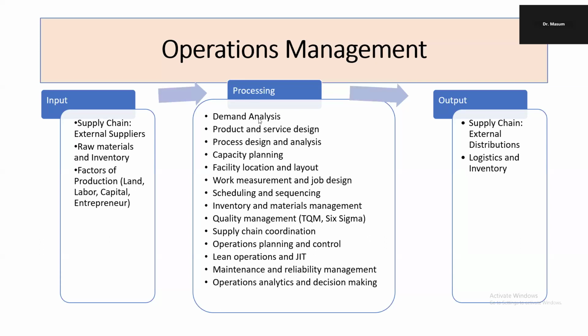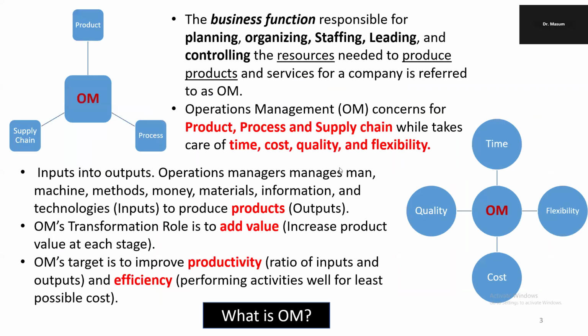For example, demand analysis. Maybe if we finish today's chapter, we'll focus on demand forecasting and demand analysis, and how the operations manager is involved with demand analysis. Before that, we are just giving a revision of the definition of operations management. We have said that operations management is the process of planning, organizing, staffing, leading and controlling, or planning, implementation and controlling resources needed to produce outputs, or products and services, for a company.